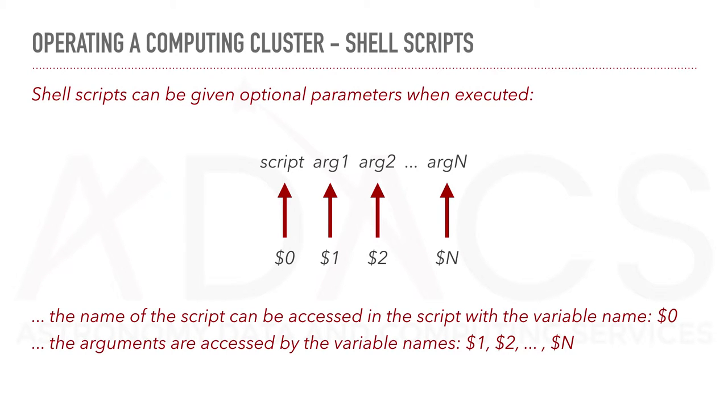Shell scripts can also receive a variable number of parameters when they are executed. Within the script, these parameters are referenced using the dollar sign followed by a number. The name of the script when executed is assigned to $0, while all subsequent arguments are assigned to $1 through $n, where n is the number of parameters passed at execution.